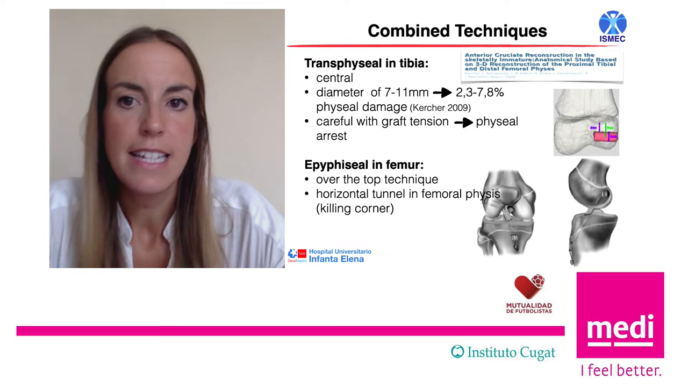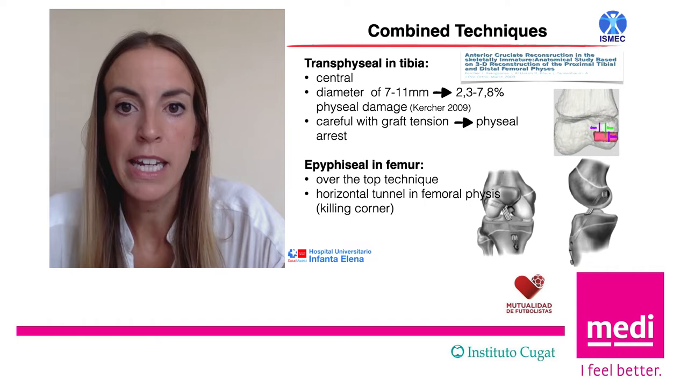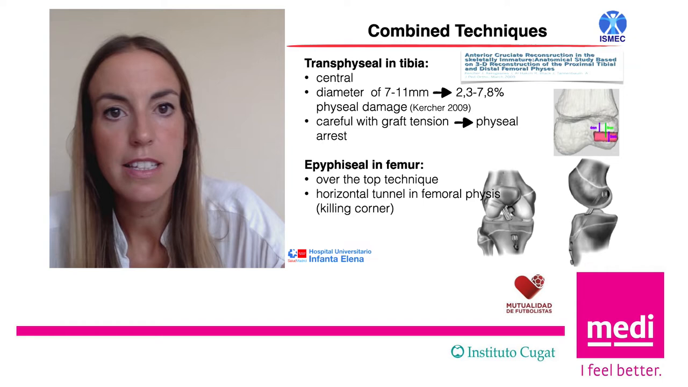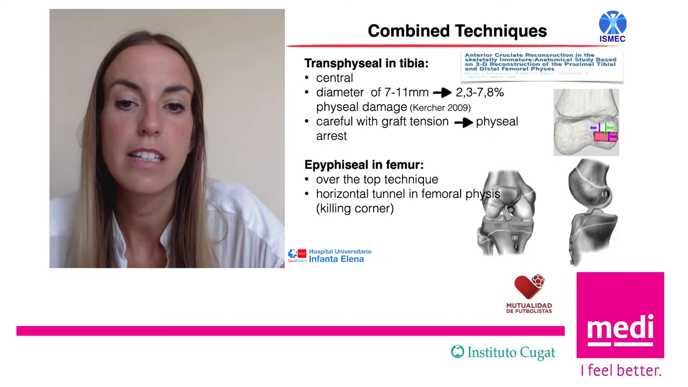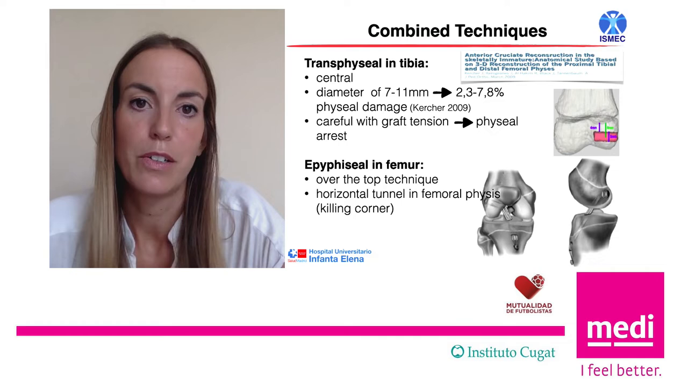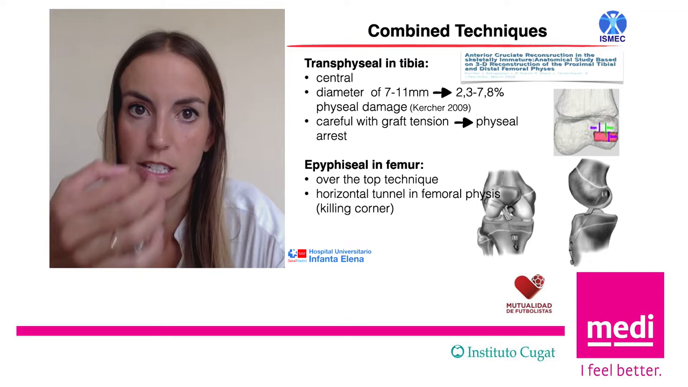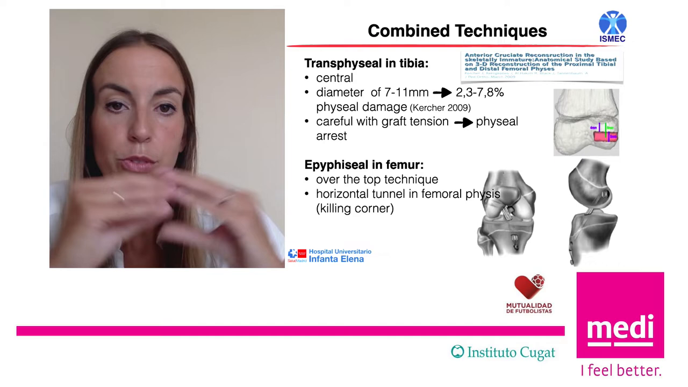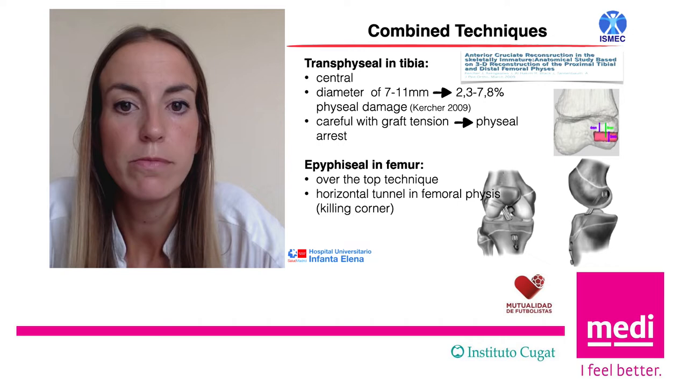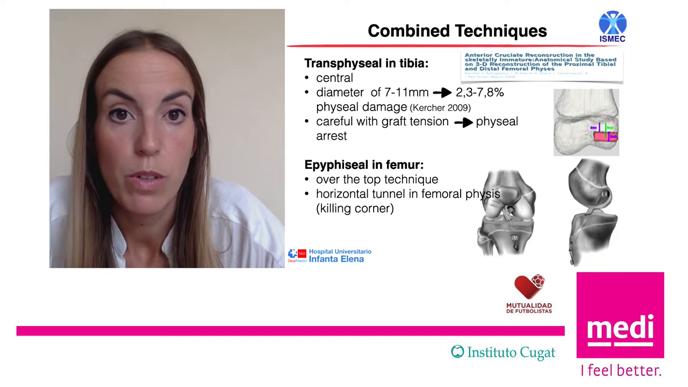Combined techniques are used when there's still growth remaining. And the most common one is the one that is transphyseal in the tibia and epiphyseal in the femur, because of what I've said before, that the distal femoral physis is the one that accounts for more percentage of growth in the leg. So in case we do a transphyseal technique in the tibia, we have to try to do it central to avoid the sides, not to close the growth plate and lead to a genu valgum, and try to use a diameter of the graft between 7 to 11.